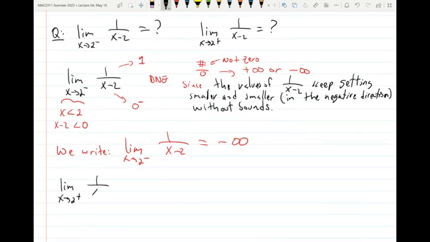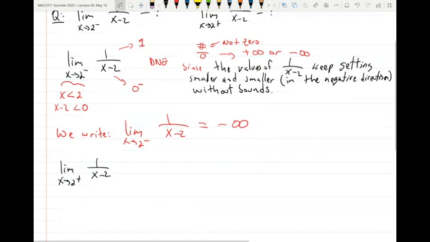Limit as x approaches 2 from the right of 1 over x minus 2. We would write positive infinity. Why? Again, the bottom approaches 0, the top approaches 1, but this time we're getting close to 0 with positive numbers, so values are going up non-stop. Yes?